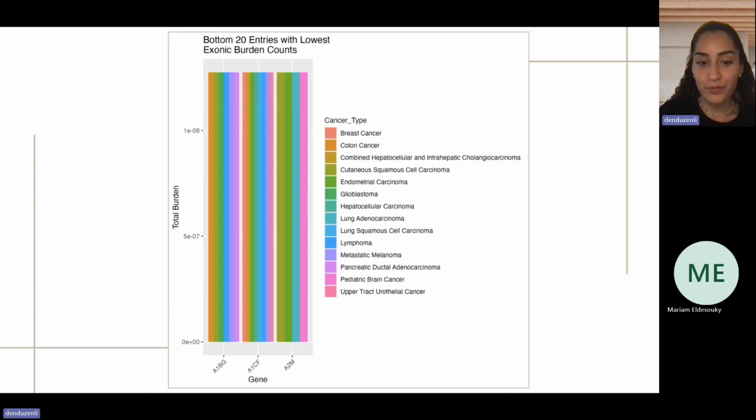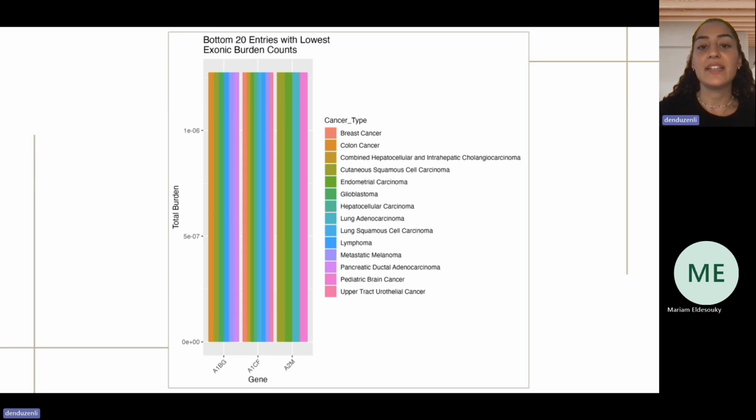Going into the bottom 20 entries in this list that we were able to get results for, all of them had the same burden value. So I believe it was 1.27 to the power of -6. So very, very small numbers. And from these last 20 entries, there were only 3 genes, A1BG, A1CF, and A2M, that were here.